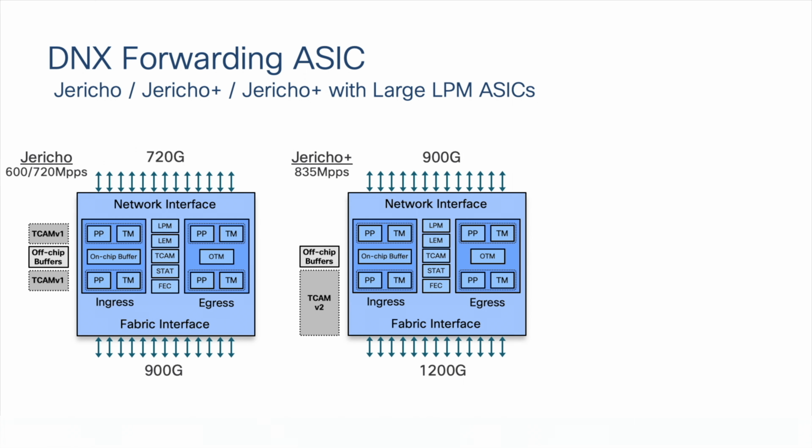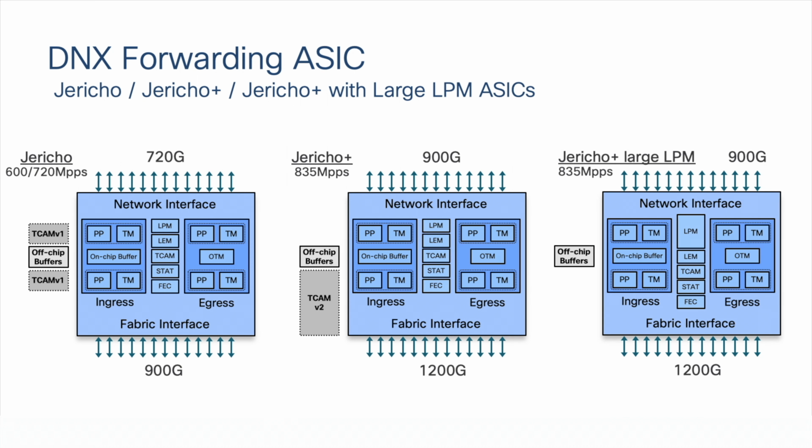The Jericho Plus improves bandwidth and PPS with 900 gig for the network and 1200 gig to the fabric and 835 million packets per second. Broadcom has multiple flavors of them, and we are using two different kinds with different types of internal memories. And you can see the different LPM boxes here. Note that we are using a different eTCAM this time compared to Jericho. It's called Optimus Prime and it offers more than 4 million extra IPv4 routes for the FIB.